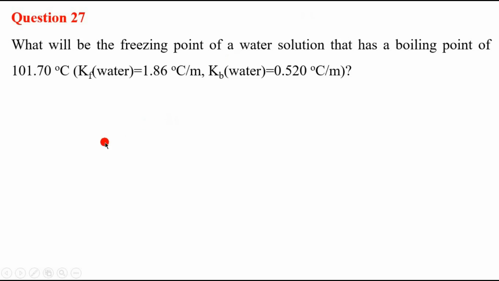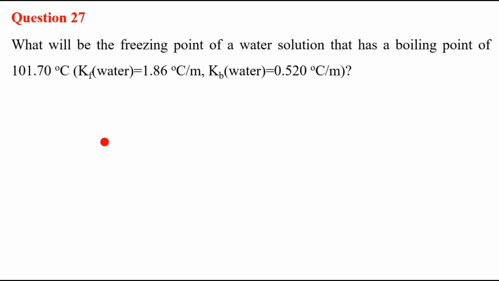Let's go to question 27. Question 27 is saying what will be the freezing point of water solution that has a boiling point of 101.7 degrees Celsius. Then you have the Kf, freezing point constant, and we have the Kb, the boiling point constant. Now they're asking what will be the freezing point of water solution that has a boiling point of this one.